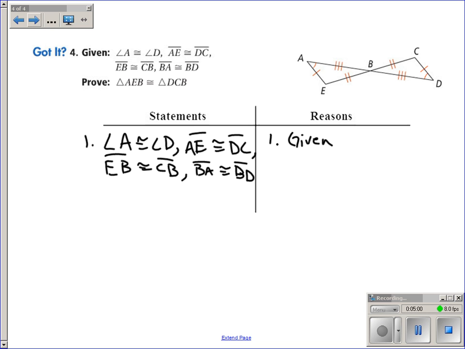Okay, now we do have all the sides, but we don't have all the angles. So I need to figure out some reasons for some of the other angles. Now the first one that I notice is this one right here. These are vertical angles, so they must be congruent. So I'll say that angle ABE is congruent to angle DBC, and the reason is by the vertical angles theorem.